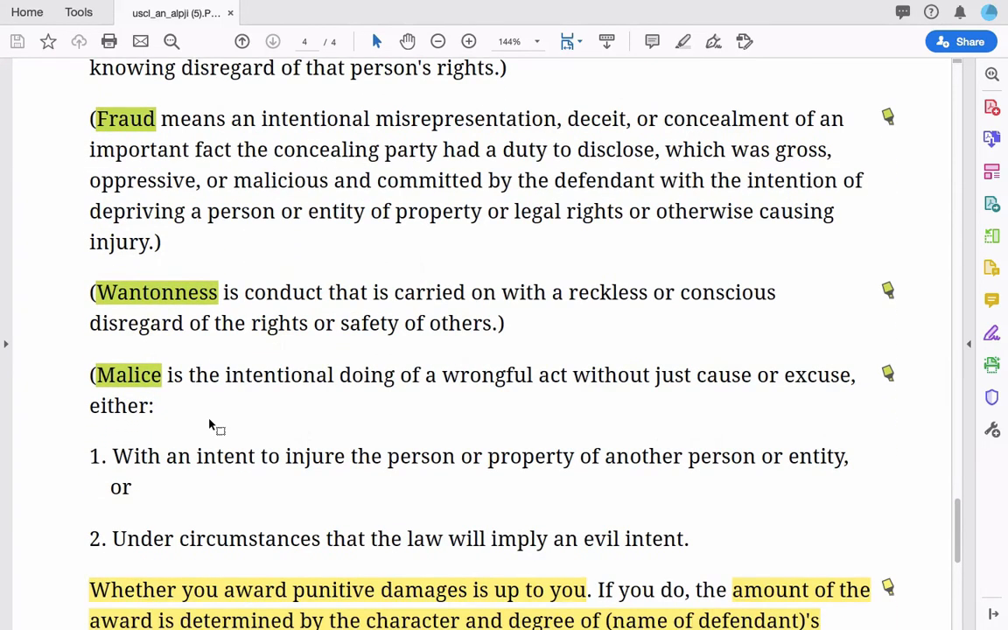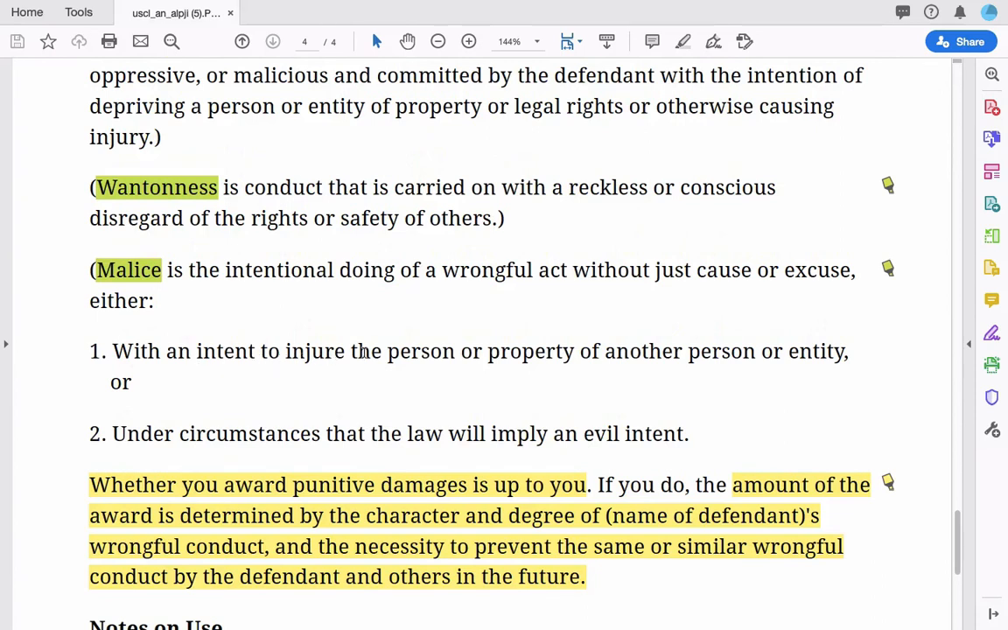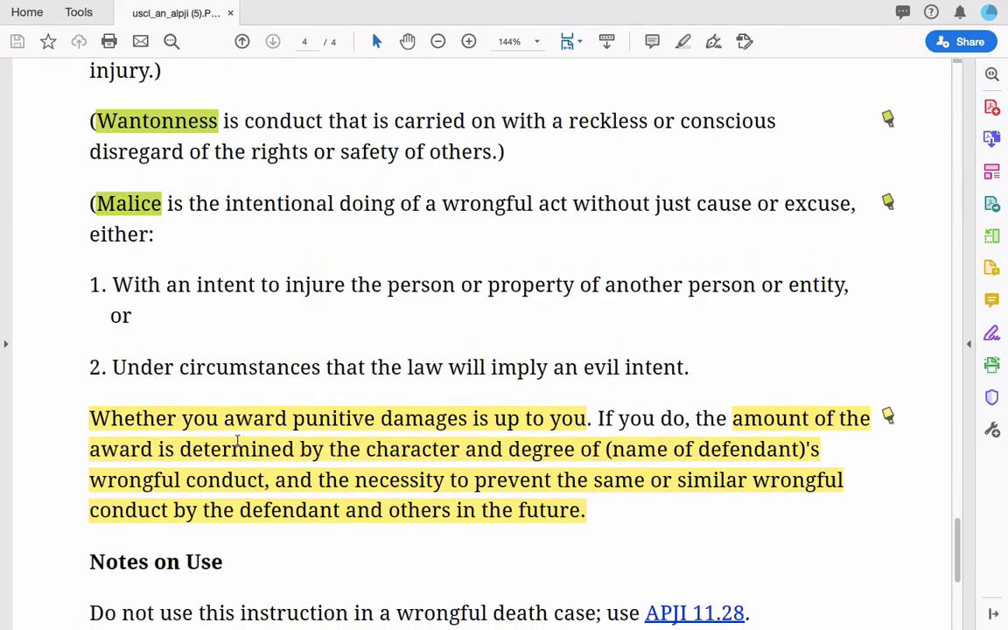Malice is the intentional doing of a wrongful act without just cause or excuse, and it could be with an intent to injure somebody or their property, or under circumstances the law will imply an evil intent, and then the judge would describe what that would be. The last part is the jury's told whether you award punitive damages is up to you. You could decide there was oppression, wantonness, malice, or fraud, but we're not going to award punitive damages. That's the right of the jury.